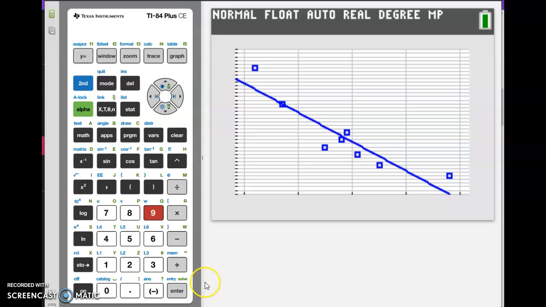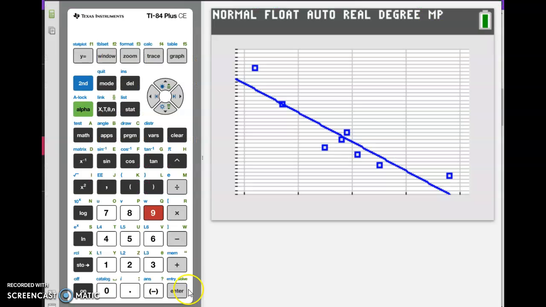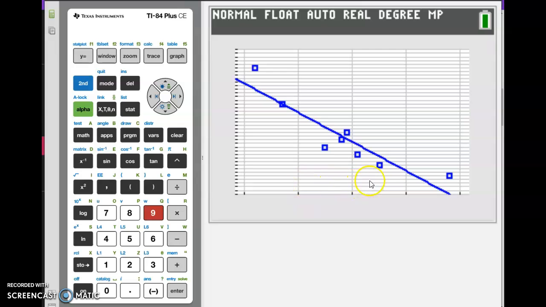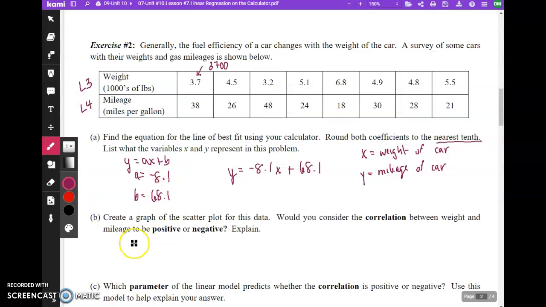All right, so there is our scatter plot. Now, what they're asking is, would you consider the correlation between weight and mileage to be positive or negative? And explain. So as you move left to right, as the x's are increasing, what are the y's doing? What is the correlation here? Well, as the x's are increasing, what are the dots doing? They're going down. So as x increases, y decreases, so that means it's going to be negative.